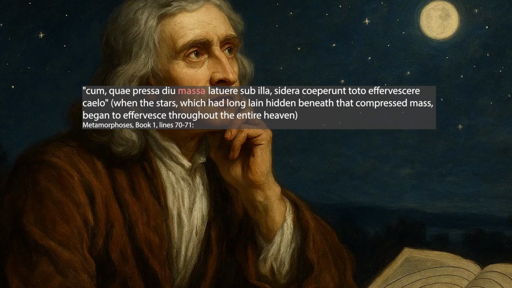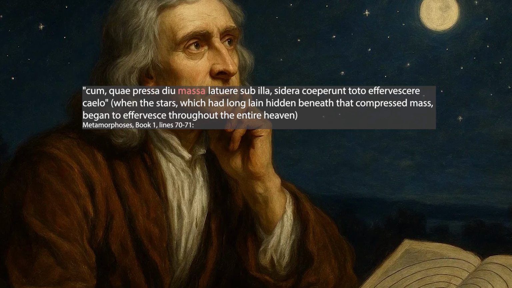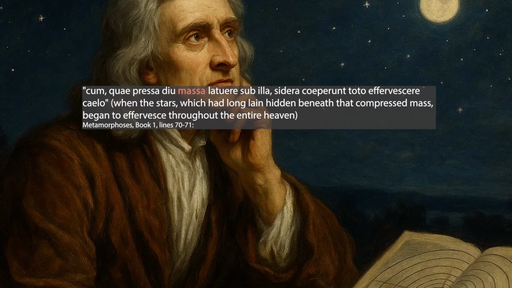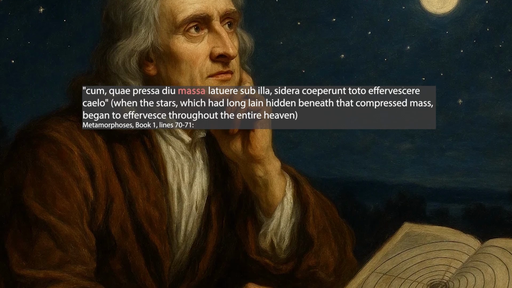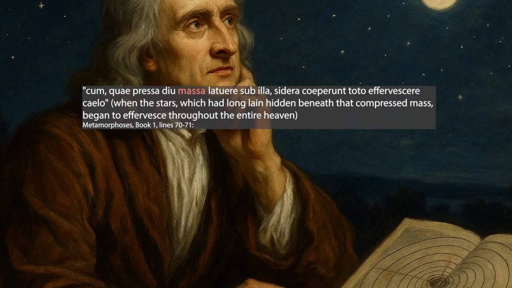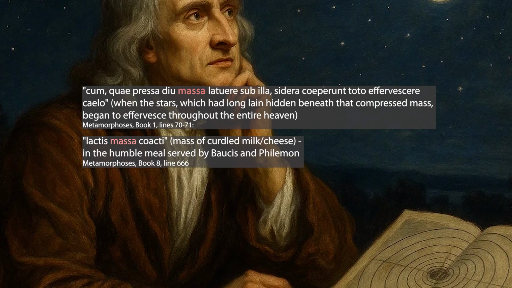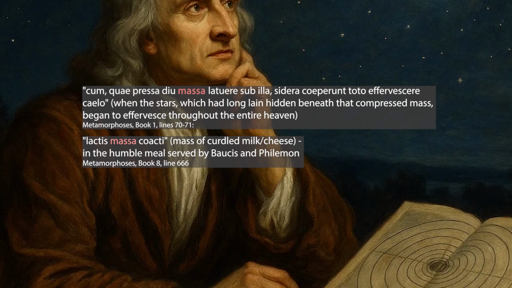Ovid uses the expression in a cosmological setting, in connection with primordial chaos. He says, Cum quae pressa diu massa latuere sub illa, sidera coeperunt toto effervescere caelo. When the stars, which had long lain hidden beneath that compressed mass, began to effervesce throughout the entire heaven. He uses it elsewhere in its original culinary sense. Lactis massa coacti, mass of curdled milk or cheese, in the humble meal served by Baucis and Philemon.